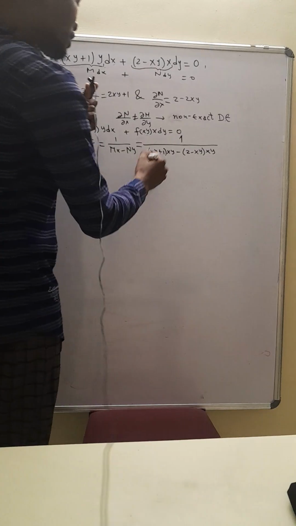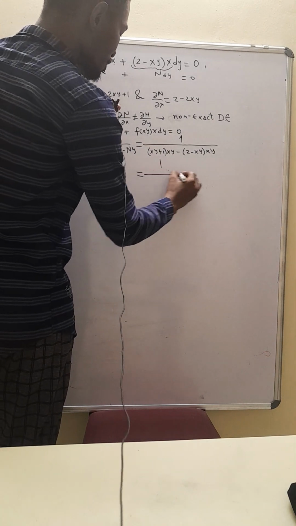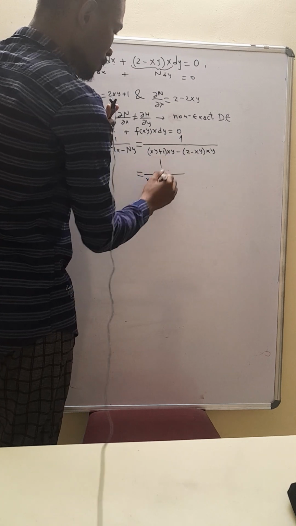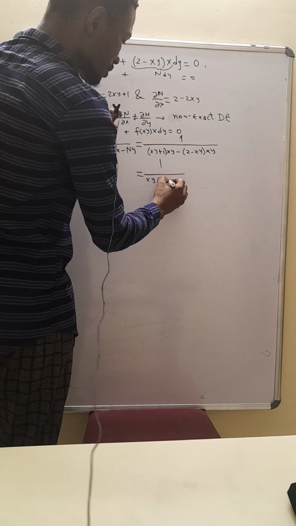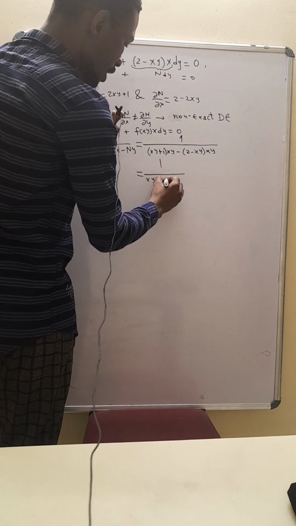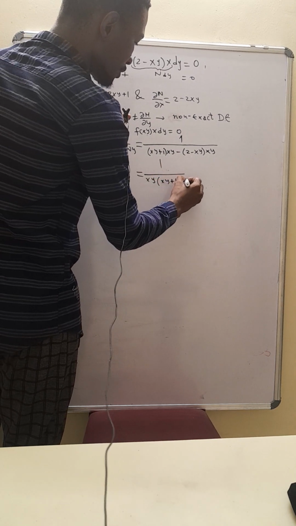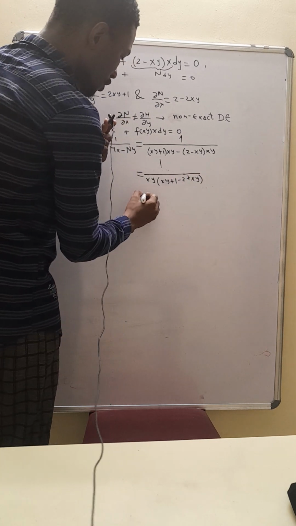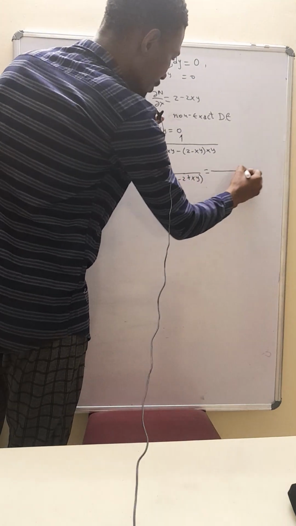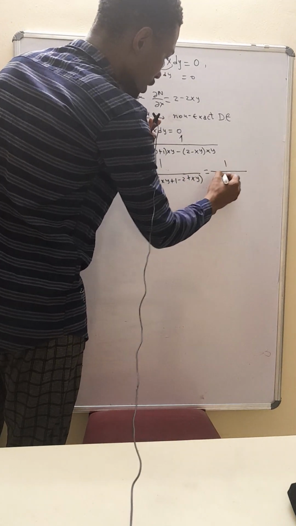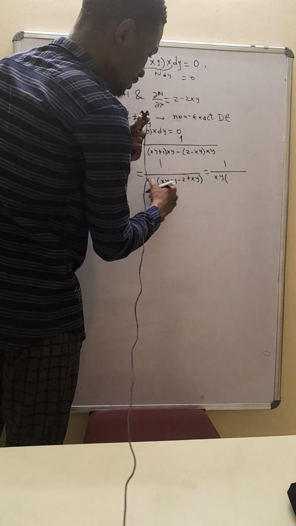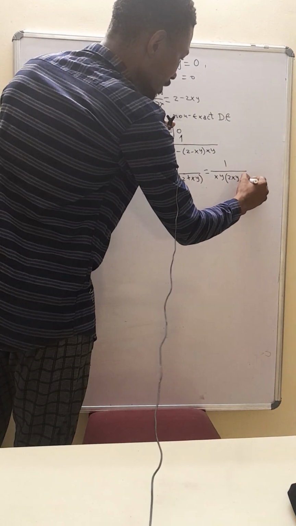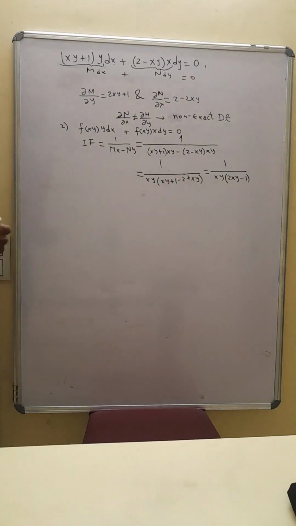Okay? Now see, this integrating factor can be reduced into xy. This is the common factor, xy. So it will be xy plus 1 minus 2 plus xy. So what will it be? It will be 1 over xy times 2xy minus 1. This will be our integrating factor.